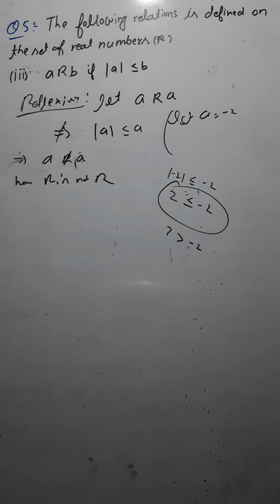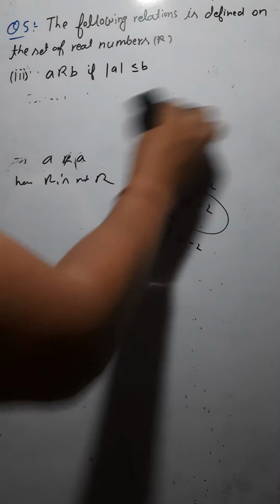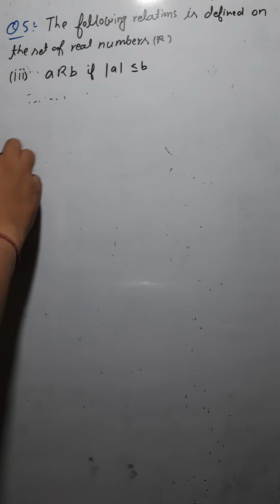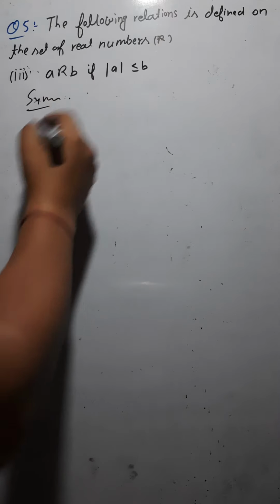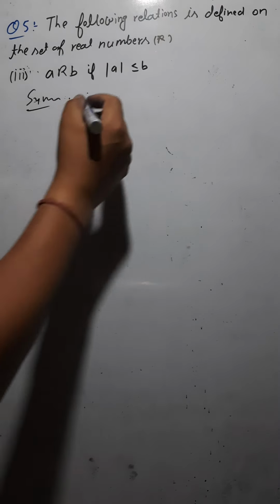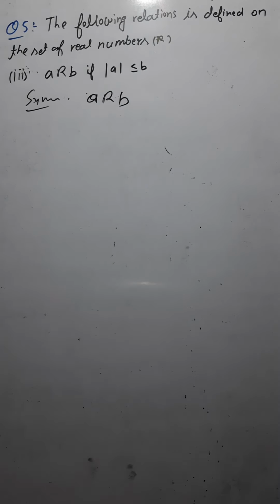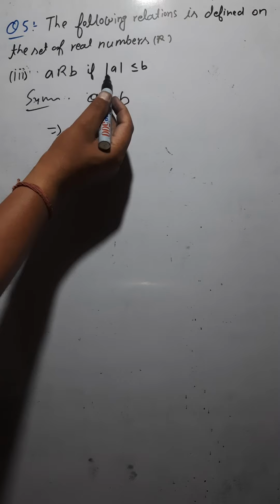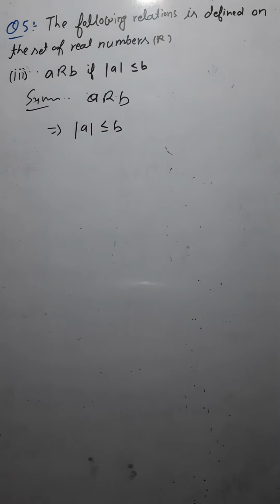Now move towards symmetric. Whether R is symmetric or not. For symmetric, let's say I am writing here a is related to b. Now if a is related to b, it implies that the condition is modulus of a should be less than equal to b.